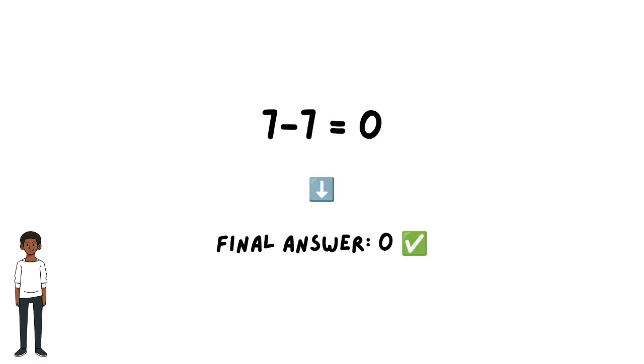Step 3. Perform the remaining subtraction, 7 minus 7. 7 minus 7 equals 0. While the naive way accidentally got 0, the mathematically sound path confirms our true final answer is 0.